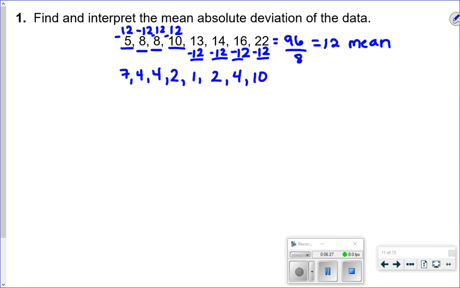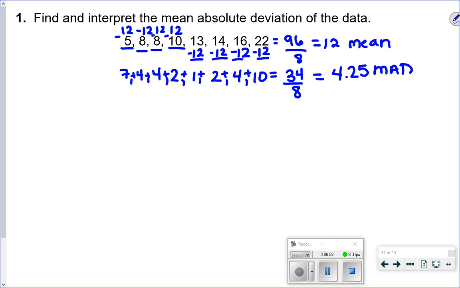To find the mean absolute deviation, I need to find the mean of those numbers. So my next step is to add them together. 7 plus 4 plus 4 plus 2 plus 1 plus 2 plus 4 plus 10. When I do that, I get a total of 34. I'm going to divide by 8, just like I did in my last one. I still have 8 numbers, just different numbers this time. I get 4.25 as my MAD.